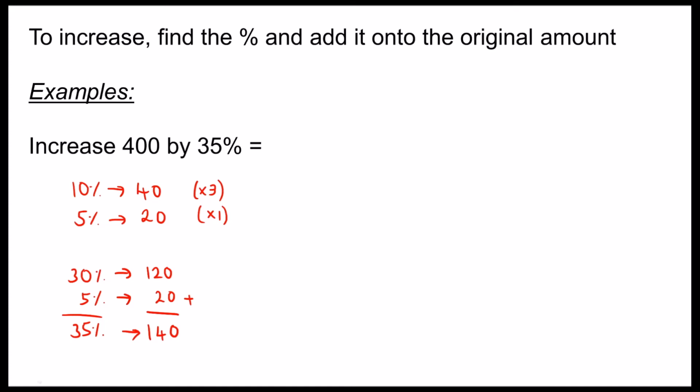Because I want to increase 400 by this 35%, I need to take my original amount of 400 and add 35% on. We know that 35% is 140. So if I work that out, we get 0, 4 and 5, meaning that increasing 400 by 35% gives me 540 as my answer.